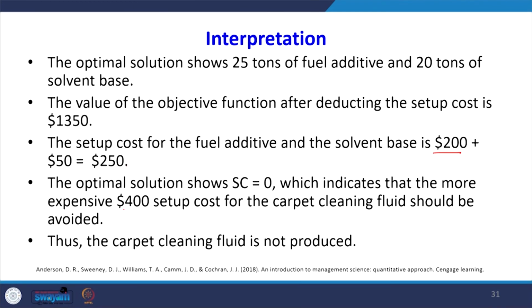Because the setup cost is high, the problem takes care not to incur more setup cost. Previously we considered only the profit contribution, but now in this problem we are considering the setup cost also. The problem did not consider the product which incurs higher setup cost, that is why we did not get the value for SC. So the carpet cleaning fluid is not produced.